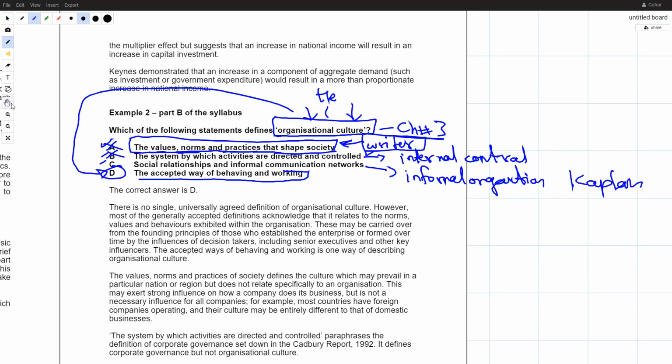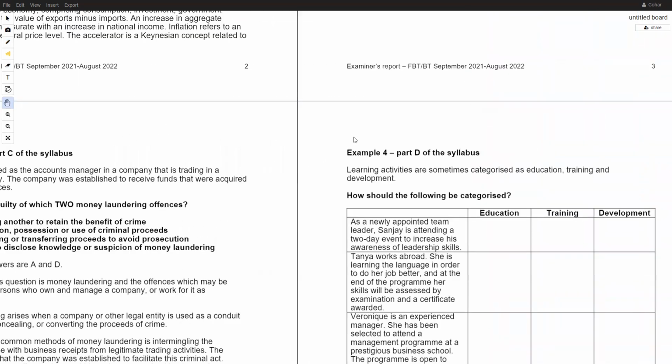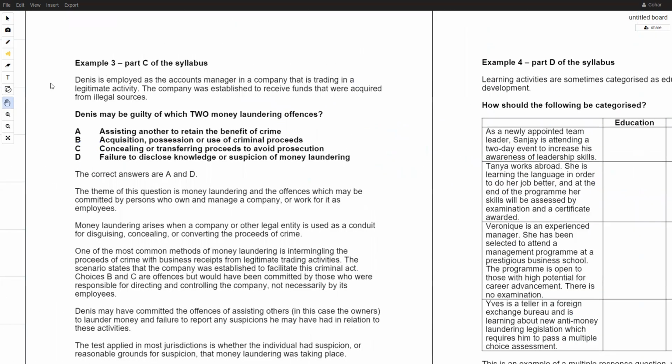If we look at the next example, there are a total of 6 examples in this examiner's report. In this question, Dennis is employed as the accounts manager in a company that is trading in a legitimate activity. Dennis is an employee of the company and he's an accounts manager. This means that he has lots of information about the company.